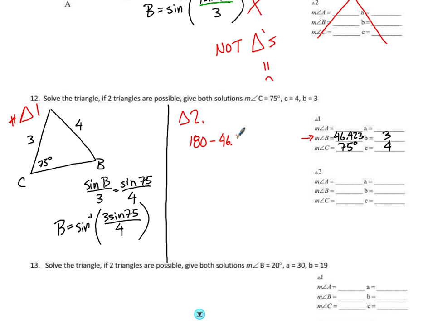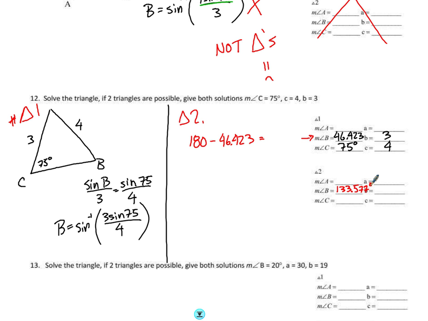Yeah, angle B. So when I plug this back in, the angle B that I want to find here, when I subtract 46.423 from 180 degrees, I end up with an angle of 133.577 degrees, depending on my rounding. The given information is always true. Can't change that.